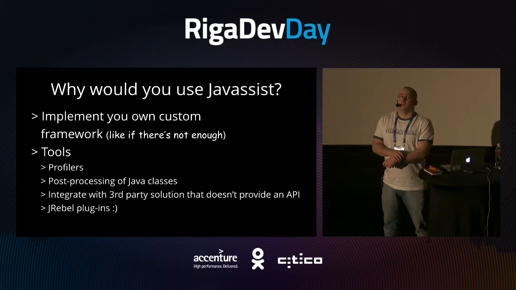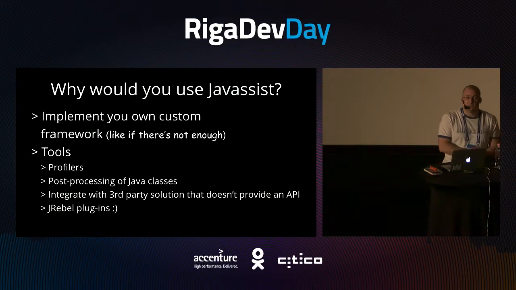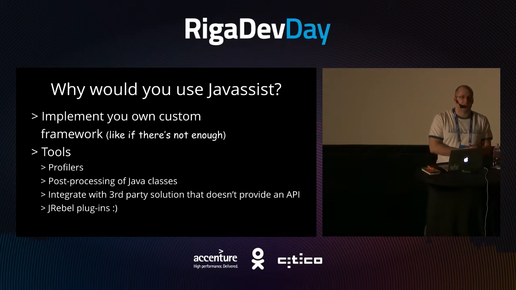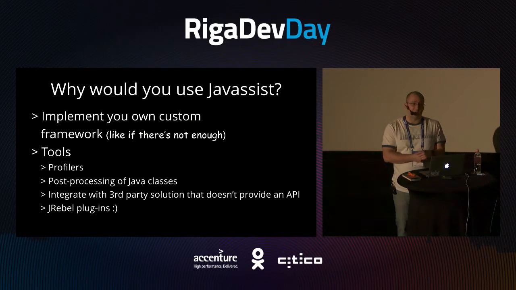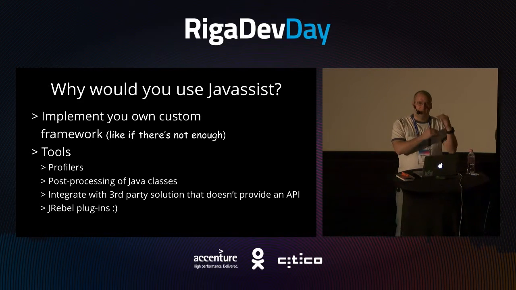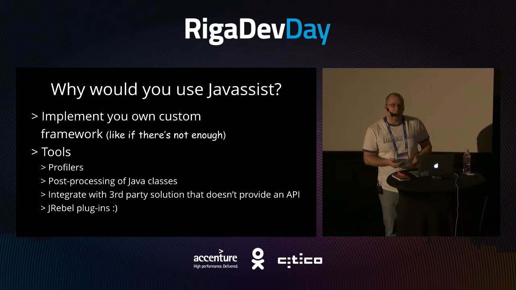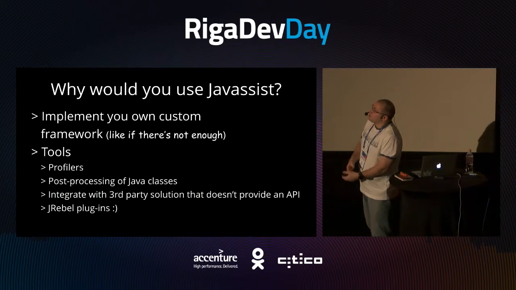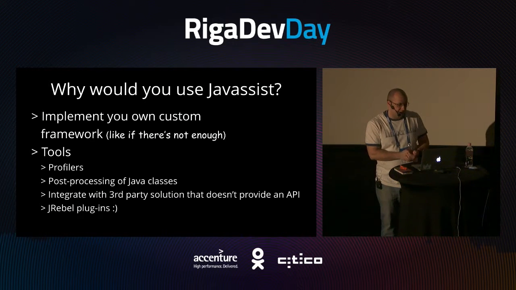Sorry? For performance reasons, mostly. ASM is very fast on instrumentation, and Javassist is a bit brittle, but it's much more maintainable. In our case, for instance, we are patching the frameworks, injecting big chunks of code into them, and for us it's much more maintainable. If you want to implement your own profiler, that's a good use case, but probably for performance reasons, again, you will look for ASM, not Javassist.